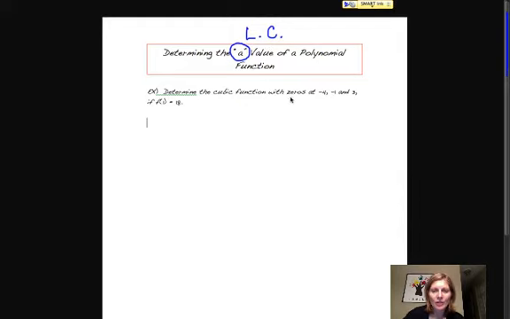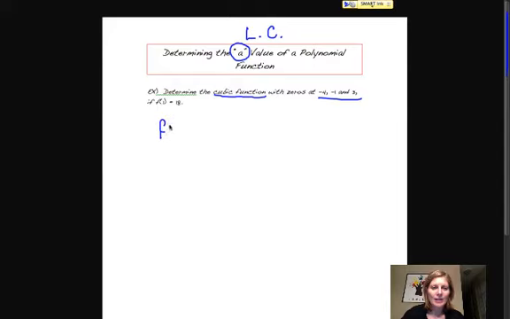Determine the cubic function with zeros at -4, -1, 3, and the function at 1 has a value of 18. So let's write out what we know. First of all, we know that this is a cubic function and I have 3 zeros. So since it's a cubic function and I have 3 zeros, I know that each one of these zeros is of order 1.